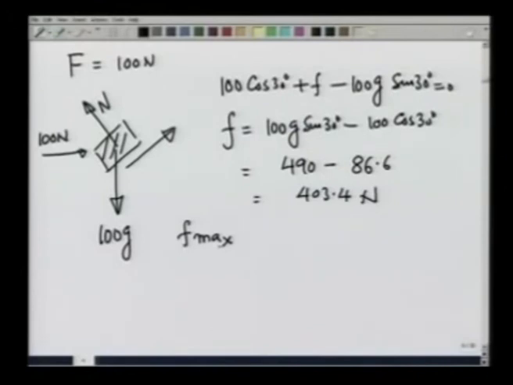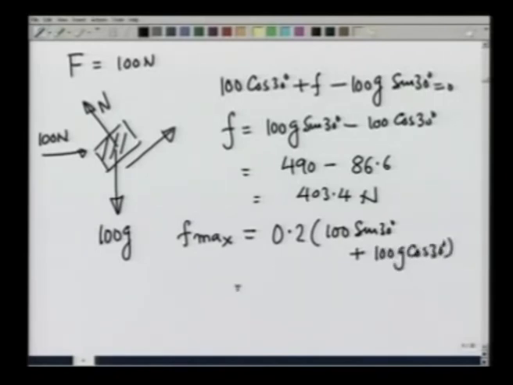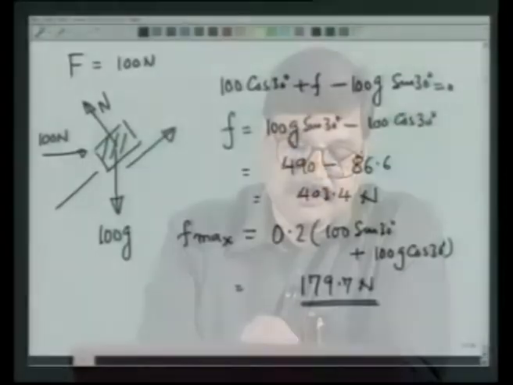Let us see what is f maximum possible value. F maximum possible value is 0.2, the static friction, times 100 sine of 30 degrees plus 100 g cosine of 30 degrees. You plug in the numbers, sine 30 is 1/2, cosine 30 is root 3 by 2, and the answer you get is 179.7 newtons. Thus, the maximum frictional force that is possible in this case when I apply a 100 newton force is less than the frictional force required to keep the block in equilibrium, and therefore the block would start sliding down.